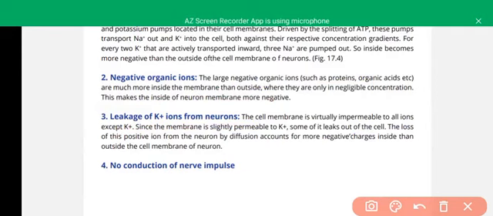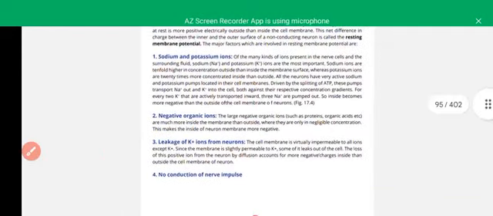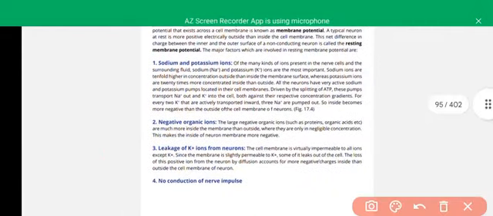These are the 4 points of the resting membrane potential, and these are the most important causes of a positive membrane outside and negative inside. These are the sodium potassium pump and the leakage of ions. Then we will study the next topic.